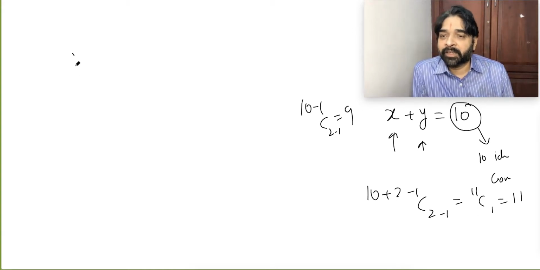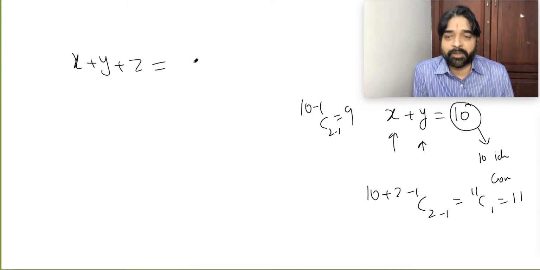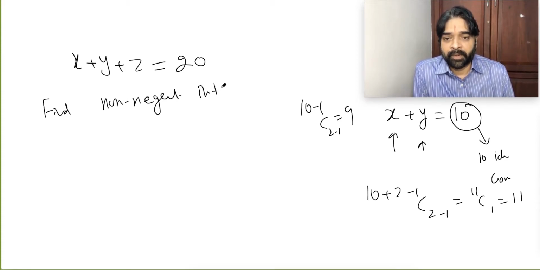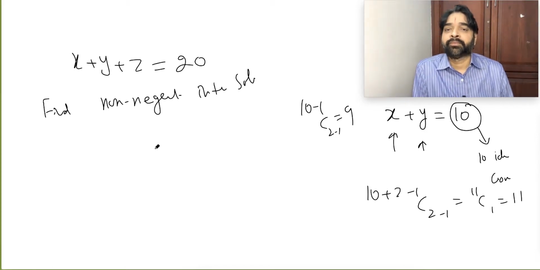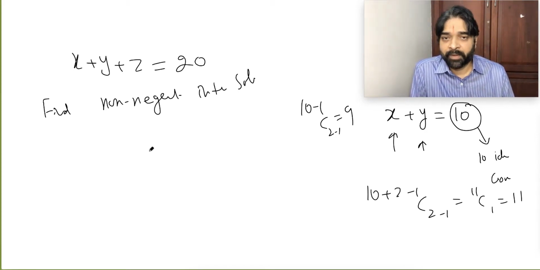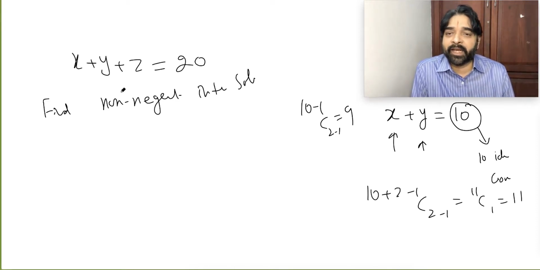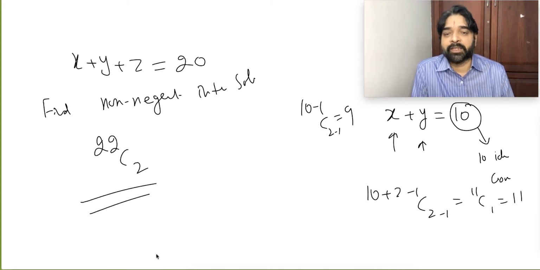Orally you can tell the answer. Suppose I say x plus y plus z equal to 20, find the non-negative integral solutions. Orally you can tell the answer. Non-negative integral solutions: 20 identical coins, 3 kids whose names are x, y, z. Non-negative means any kid can get 0 objects, an empty group is allowed. So what will it be? 20 plus 3 minus 1, that means 22. 20 plus 3 minus 1 is 22, C 2. That will be the answer. This many solutions.